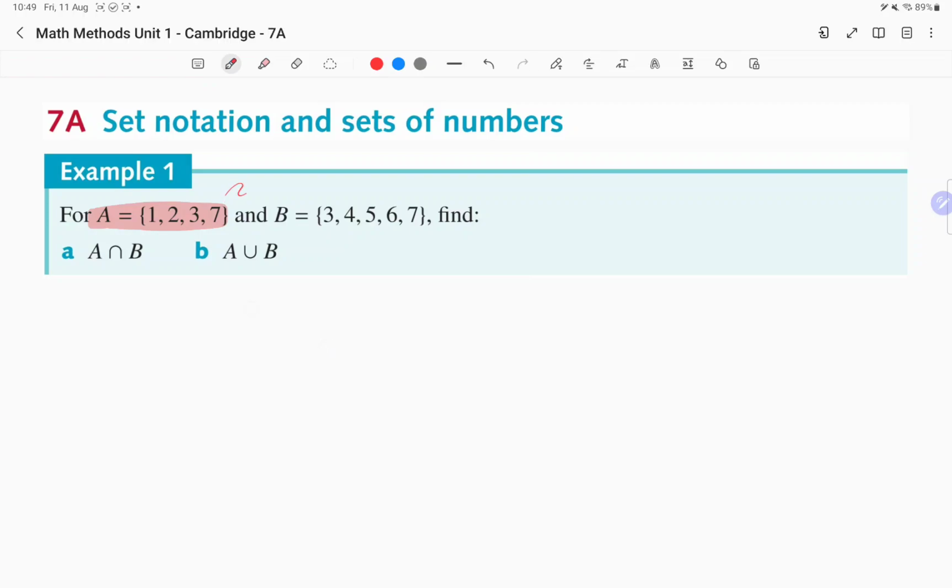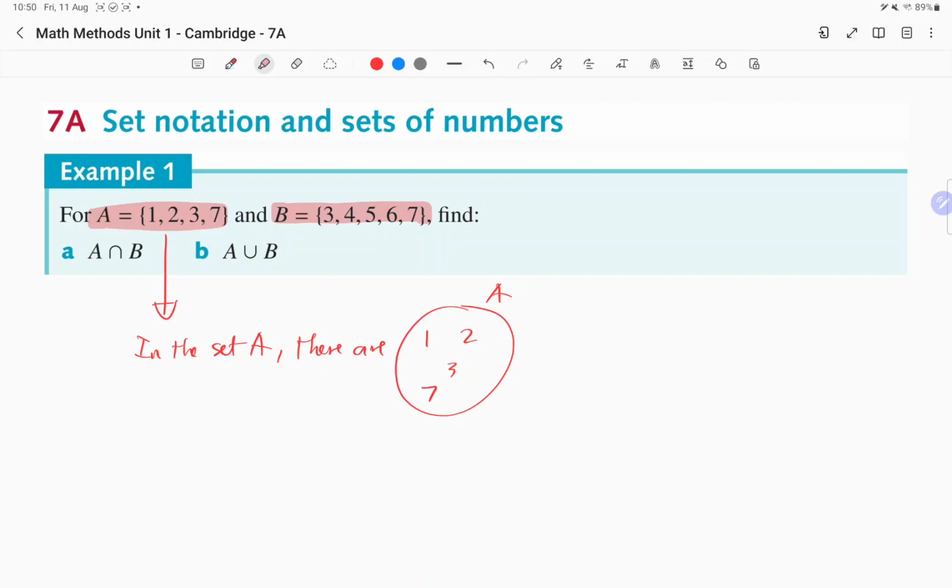So here, there's that mathematical notation, which just means that in the set called A, there are these elements, right? The elements are, so let's say if this is a set A, the elements will be 1, 2, 3, and 7, right? These are the numbers in the set A. And similarly, it's saying in the set B, these are the elements.